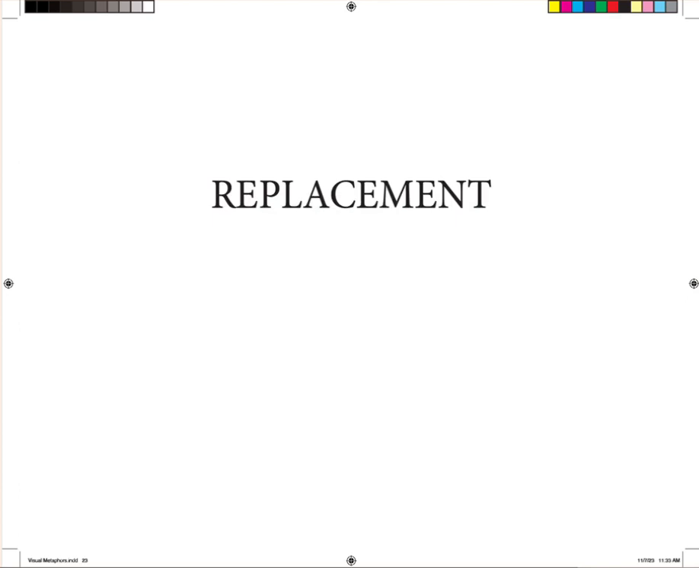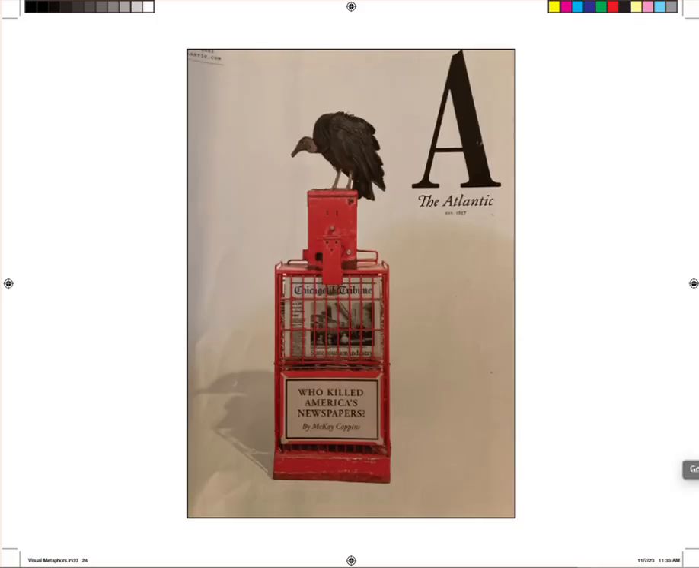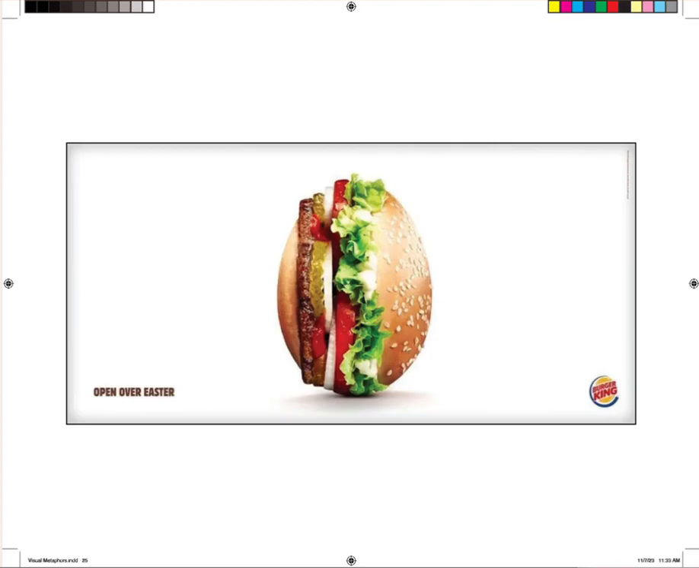And replacement. This is where you take one thing and you put it in the shape of another or a meaning. So we've got this Who Killed America's Newspapers. This replaces carrion, right? Something that's dead where a vulture would feed upon it. Burger King puts this in the shape of an egg.